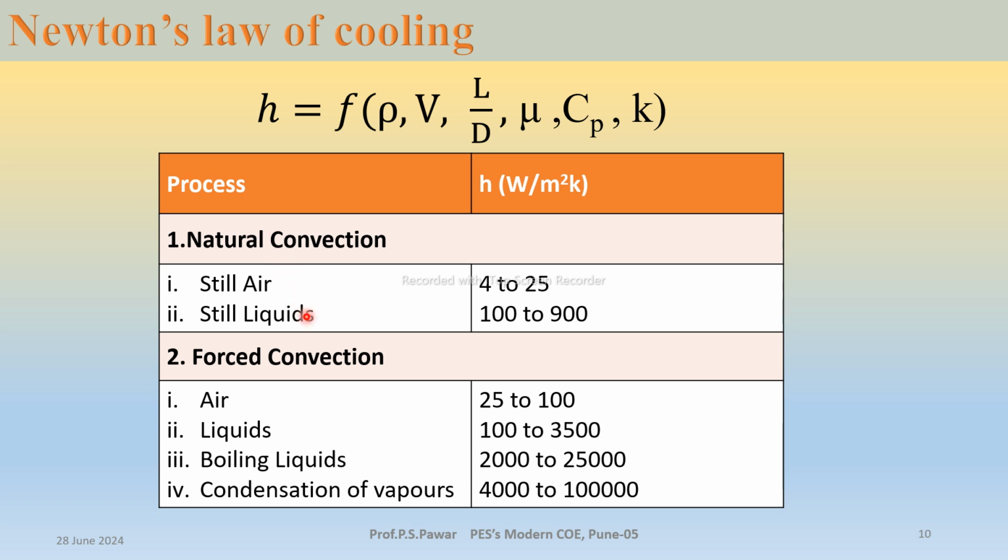We can observe that for natural convection with still air we have h from 4 to 25, and for still liquids we have 10 to 900 watt per meter square Kelvin. These values are for natural convection. And for forced convection with different fluids like air, liquid, boiling, and condensation of vapors, we have these types of h values. We can observe that during condensation or phase change processes, in boiling and condensation, we have a very high value of heat transfer coefficient h. So this is related to Newton's law of cooling.